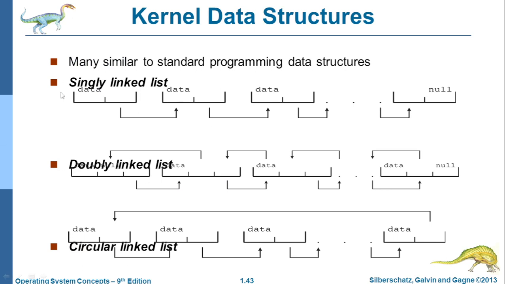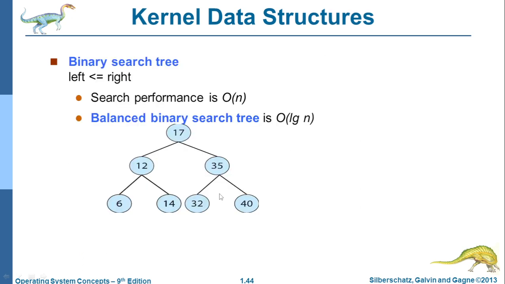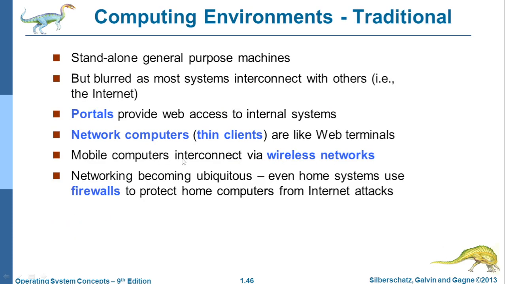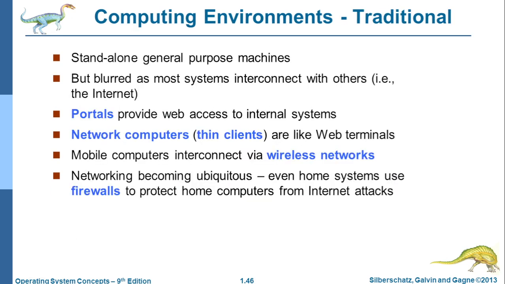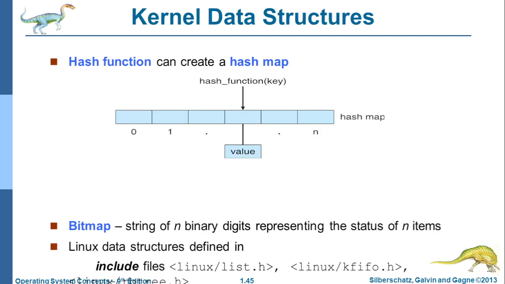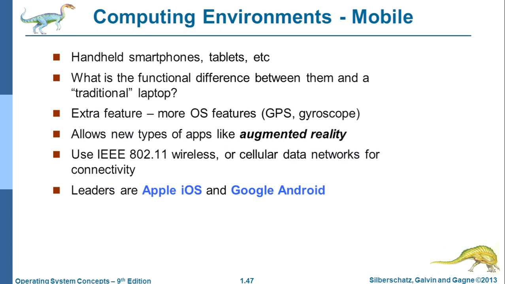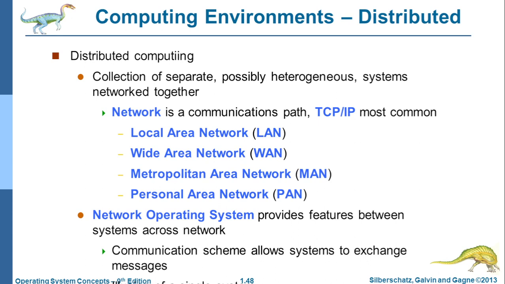Kernel data structures: we know about singly linked list, doubly linked list, circular linked list, or binary search tree, BST, which we know from data structures and algorithms. Hash functions, we know. Traditional computing environments like Windows, and mobile computing environments like Android or Apple iOS, are examples of operating systems.